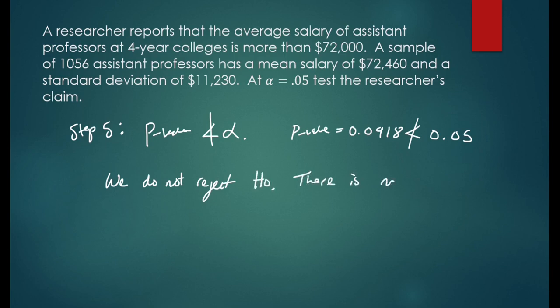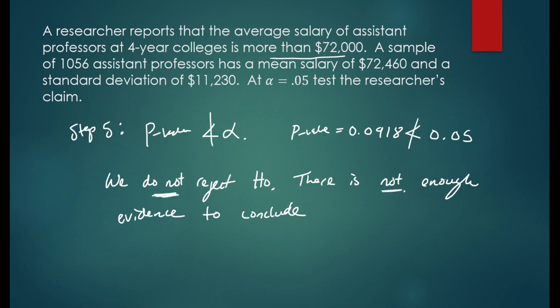There is not enough evidence to conclude. And we always make our conclusions in terms of HA. HA was the mean is more than $72,000. So we're going to say we do not reject the null hypothesis. There is not enough evidence to conclude the mean is greater than $72,000.